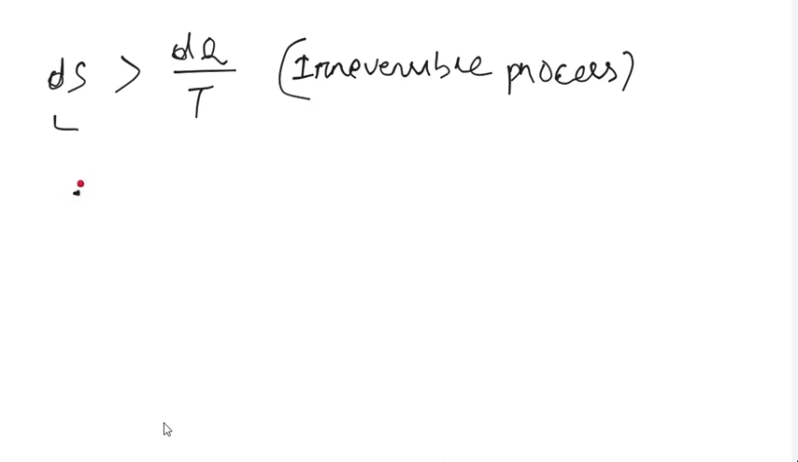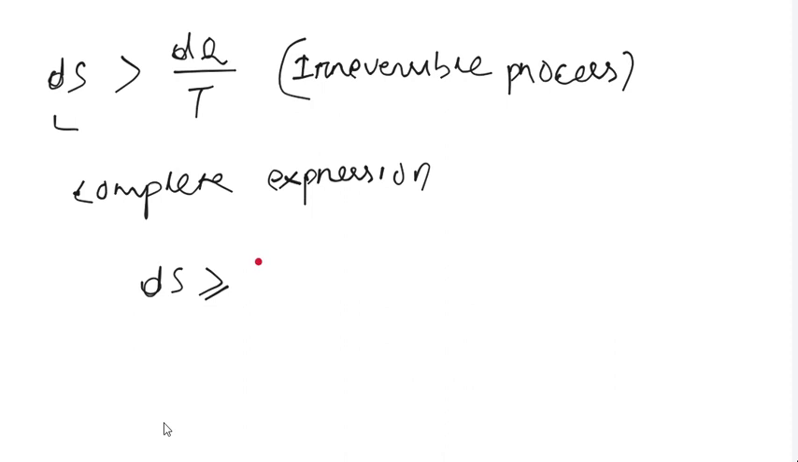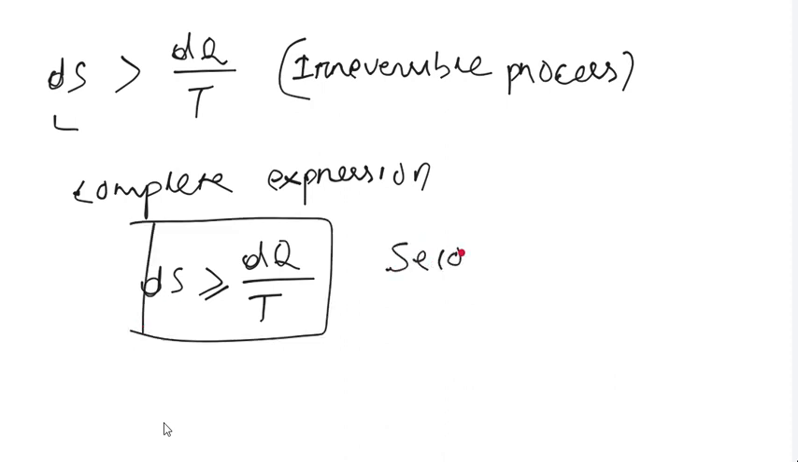So we can write down the complete expression as dS greater than or equal to dq by T. That is your second law. Understood?